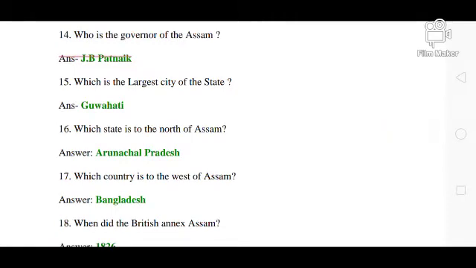The correct answer is Professor Jagdish Mukhi. Jagdish Mukhi. Next, which is the largest city of the state?